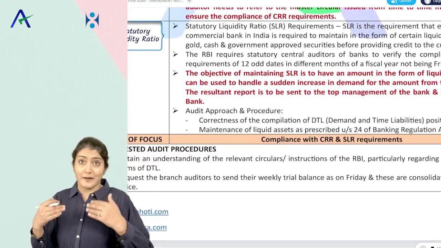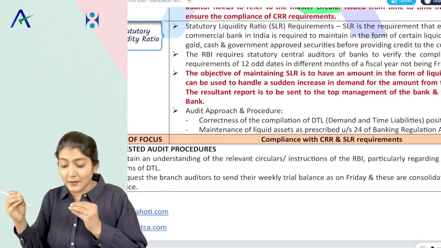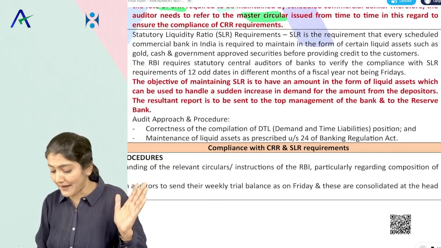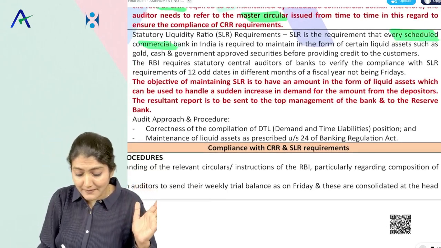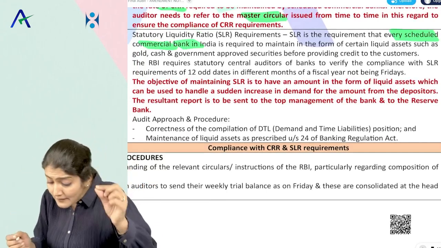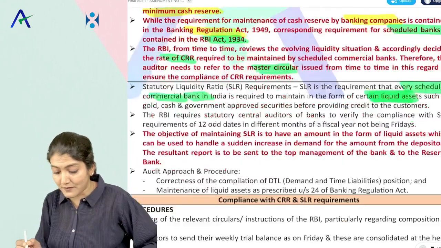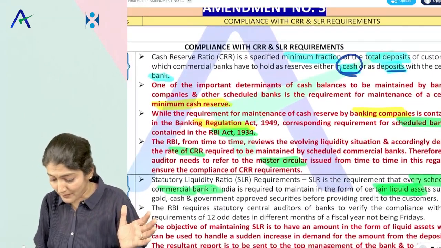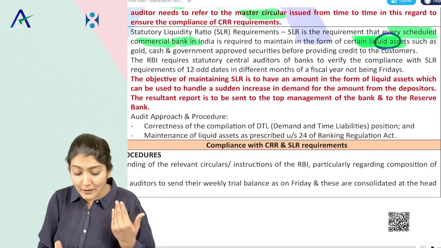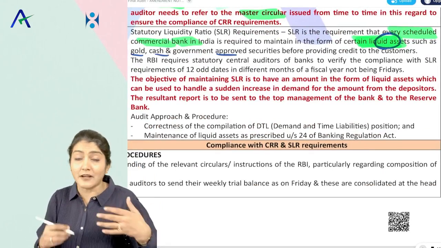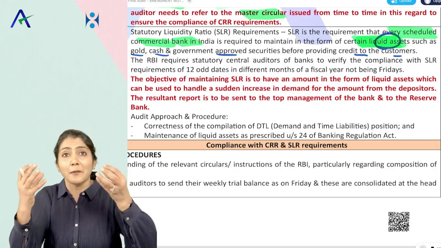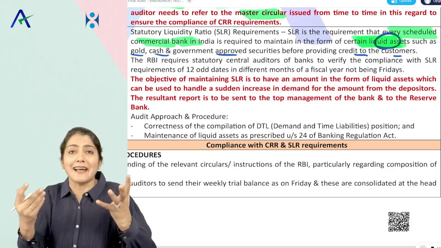Now coming to the second one, that is the SLR, the statutory liquidity ratio requirement. It is the requirement that every scheduled commercial bank in India, so every bank in the list of scheduled banks released by RBI, is required to maintain in the form of certain liquid assets. The CRR had to be kept in the form of cash or deposits. Now this needs to be kept in the form of certain liquid assets. And what could those liquid assets be? It could be gold, cash, government approved securities, before providing credit to the customers. It's like if you earn 1 lakh rupees in a month, you cannot spend that entire 1 lakh rupees.